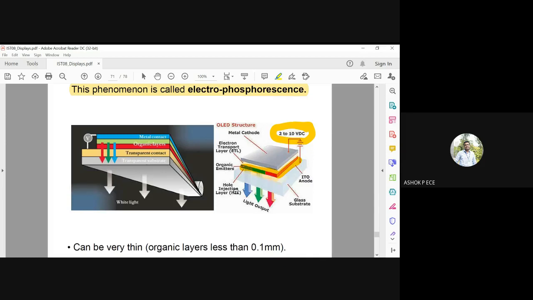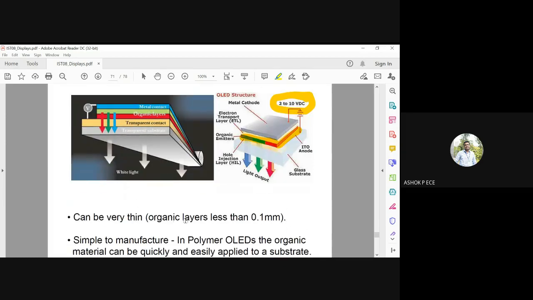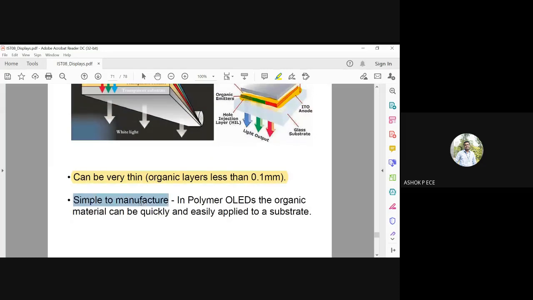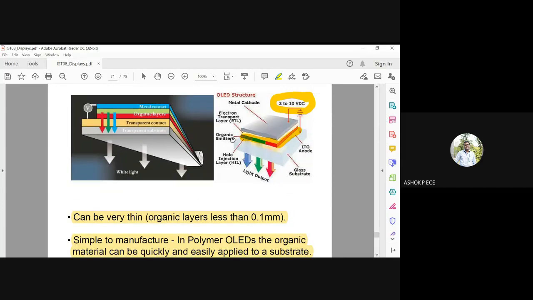to emit light. And the organic layers are very, very thin. They can be less than 0.1 millimeters thin. They are very simple to manufacture. So nowadays, polymer organic LEDs can be used, and the organic film can be quickly and easily applied to the substrate. Sometimes they are available as paint. So we can paint this layer with organic chemicals, which will help in the recombination process.